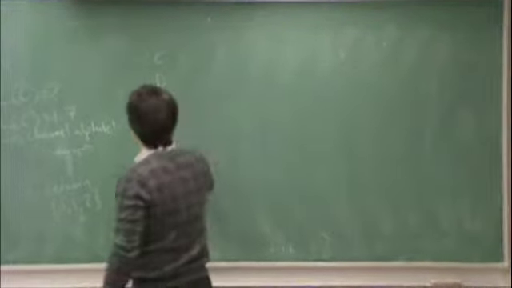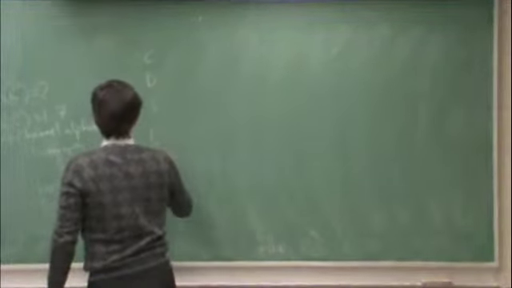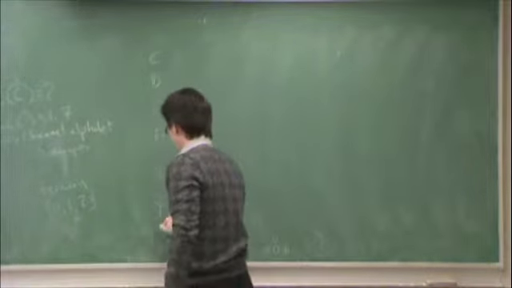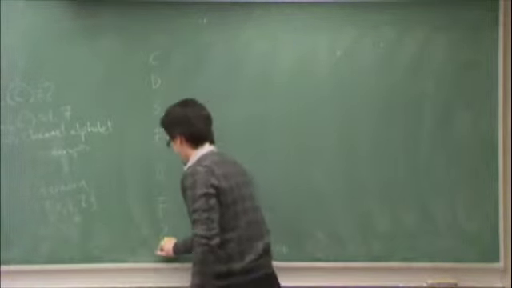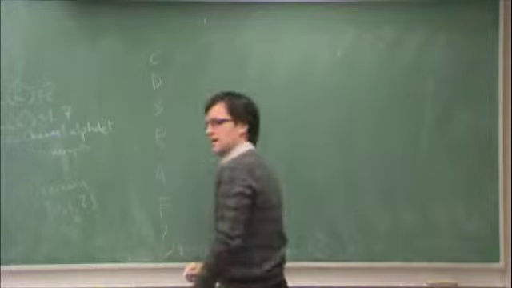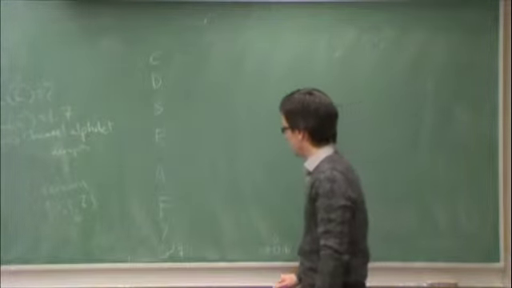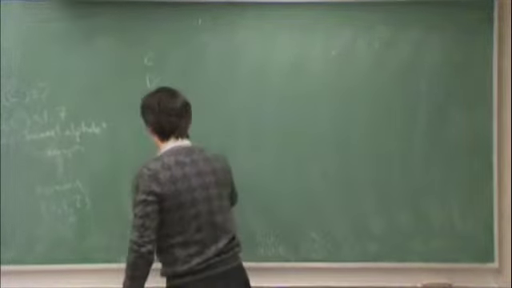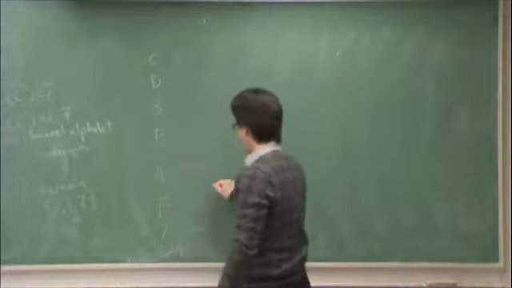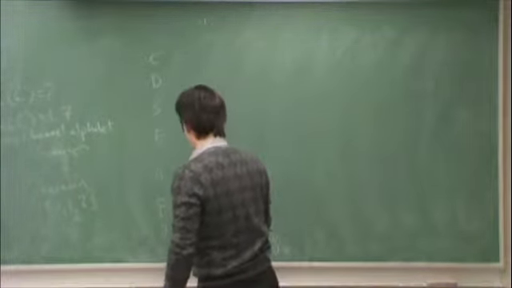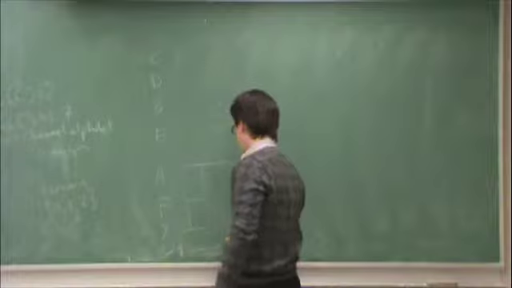B, E, A, F, and question mark. So there are seven source letters here. If I combine three into 1, I will reduce this by 2.